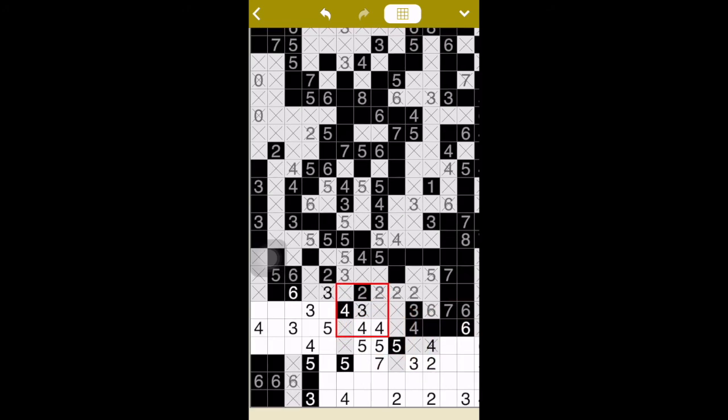Okay, let's look at the 4 and a 3, difference of 1. One black space on the top, so 2 on the bottom.